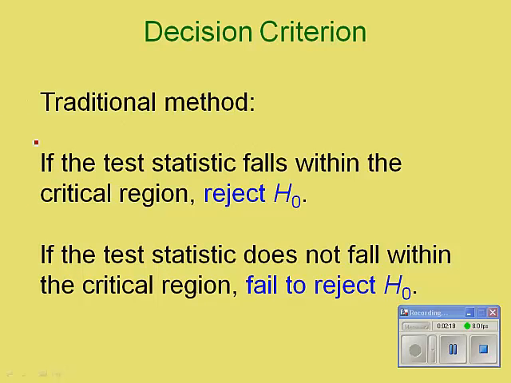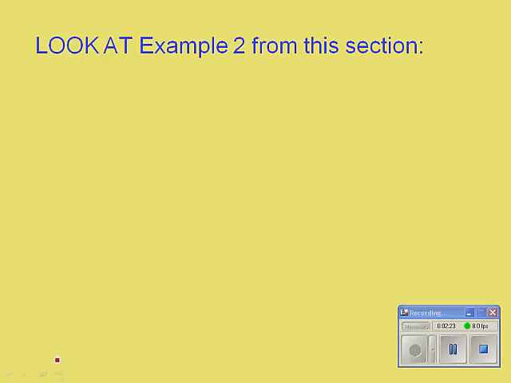Oh, do I want to do this yet? Okay, this is a second method. I want to wait a second on that. Here. The best thing to do is to look at an example for me to explain this. So could you look at example 2 from this section? We already looked at example 3.